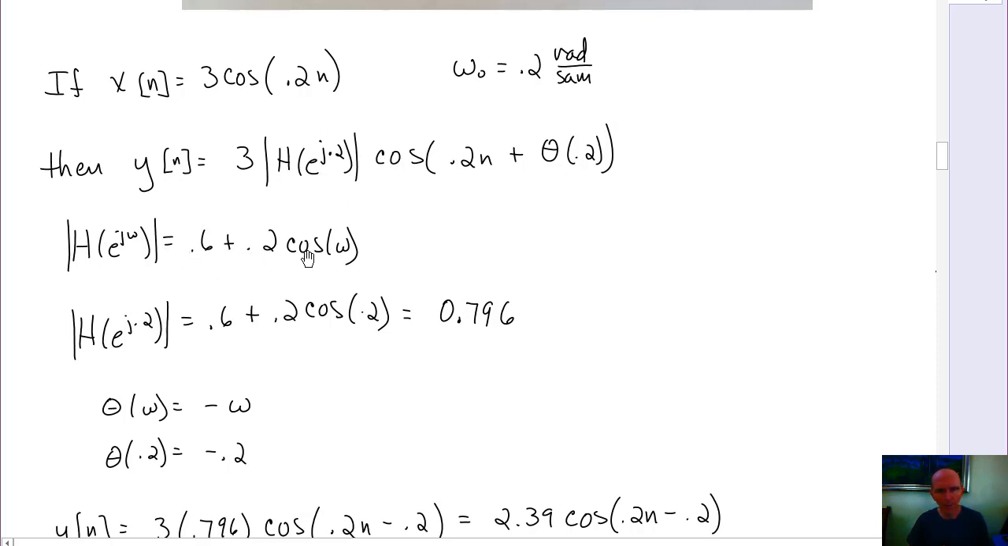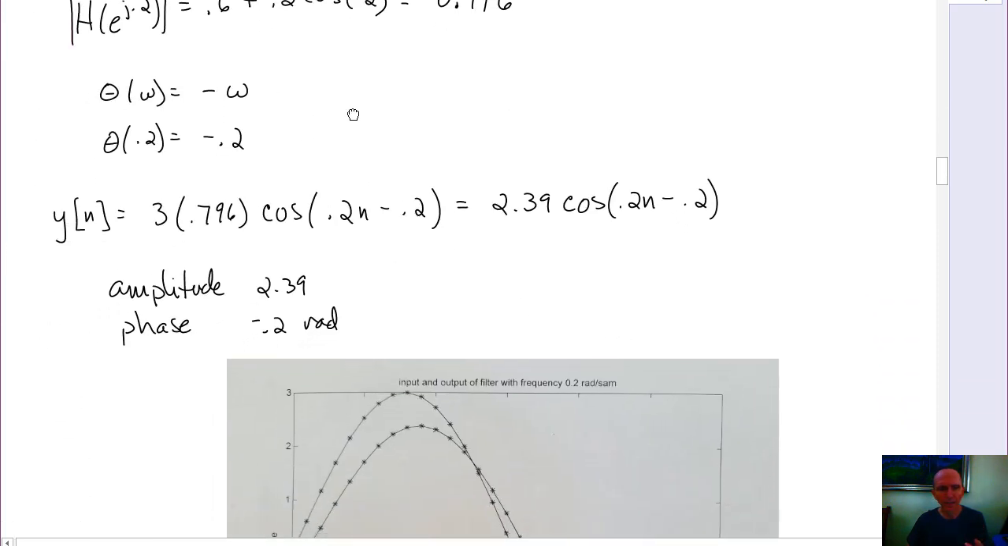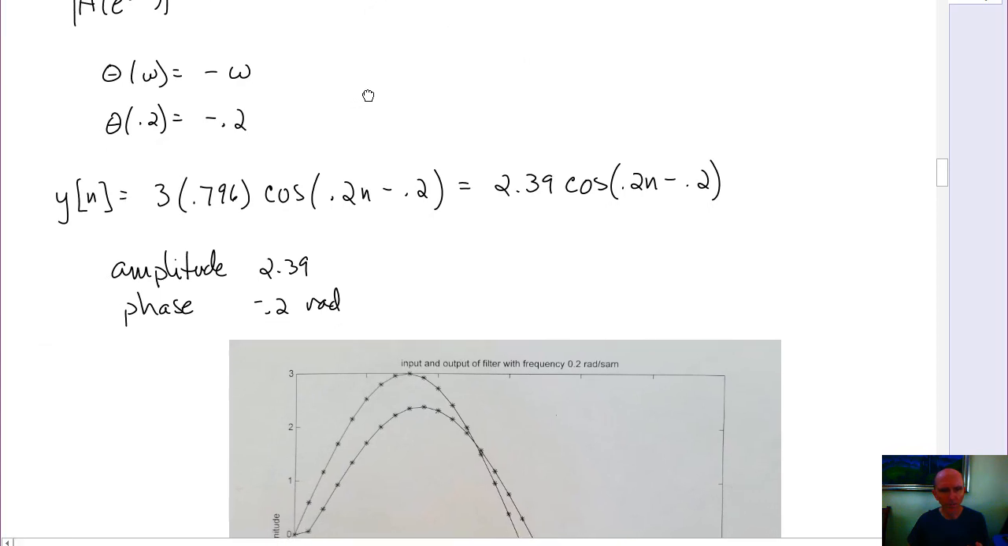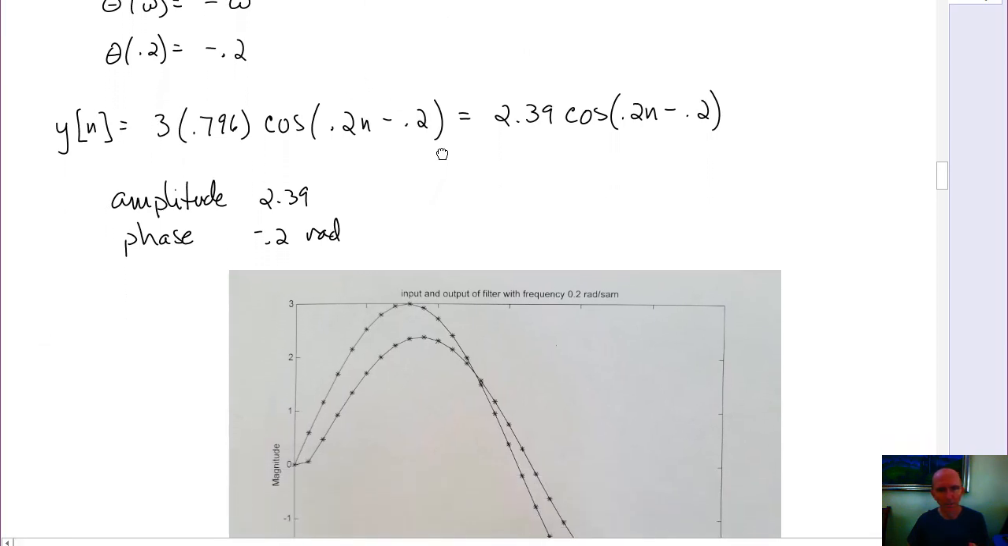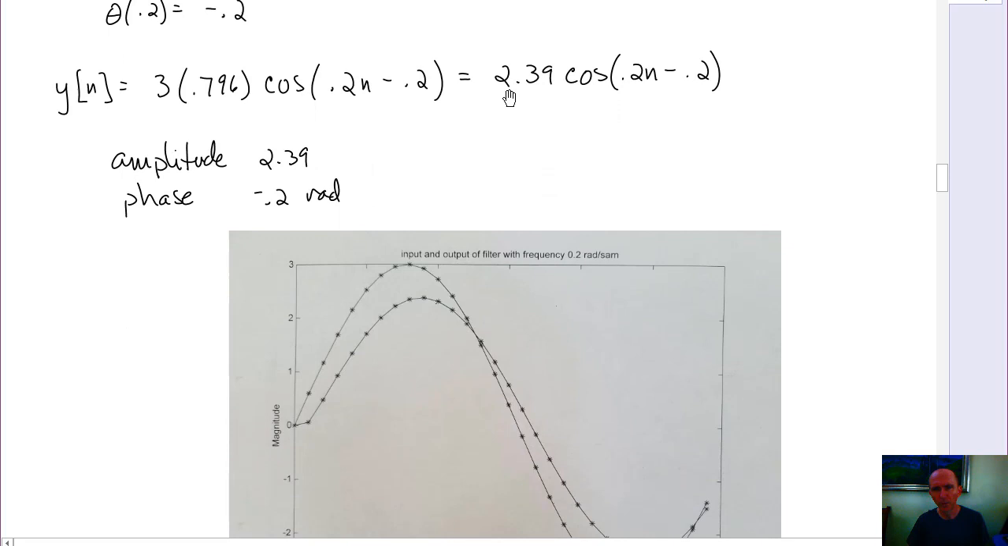The magnitude is this, so the magnitude evaluated at 0.2 is going to be almost 0.8, 0.796. The phase, since the phase is just a line, right, it's minus omega, the phase at 0.2 is going to be minus 0.2. Substituting that into the equations for omega, then we get this thing here. We see that the magnitude is going to be 2.39 and the phase is going to be 0.2.